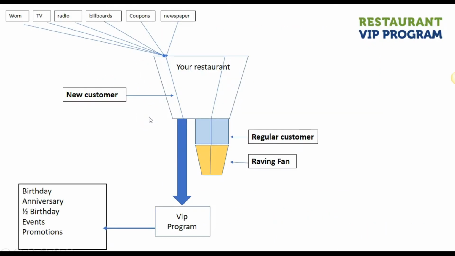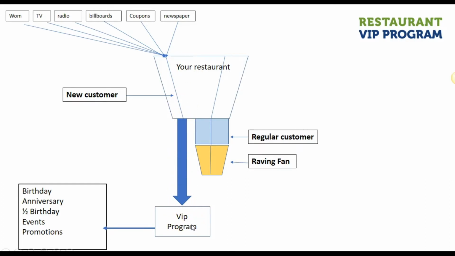So here's a different version of a sales funnel. Here's your restaurant, and we still have these word of mouth, TV, radio, billboards, coupons, newspapers, and we're going to categorize these as new customers now. And this section here would be your regular customer and your raving fan. As they're coming through over and over, they start becoming regular, and the regulars then move up the level to raving fan and give us even better word of mouth. Well, the only way to really do this is to implement a VIP program.